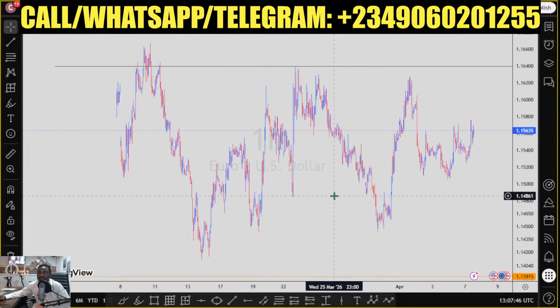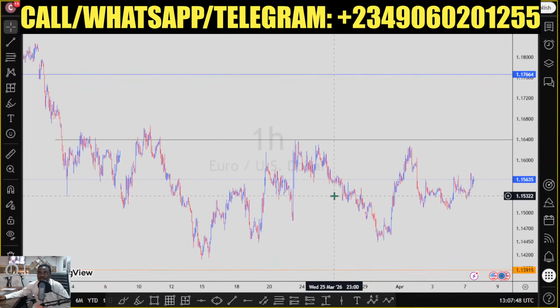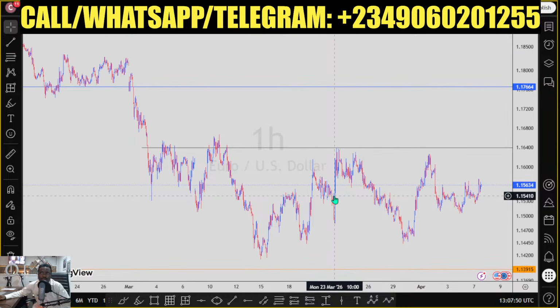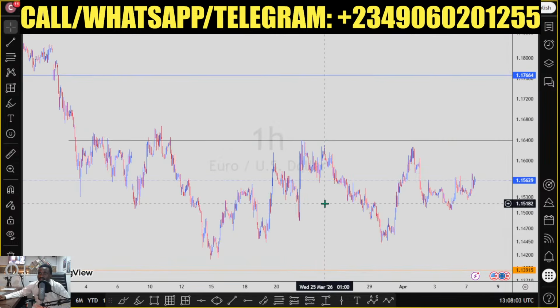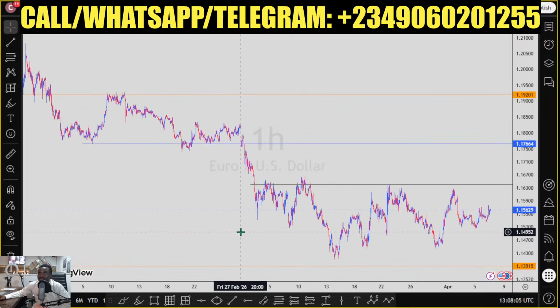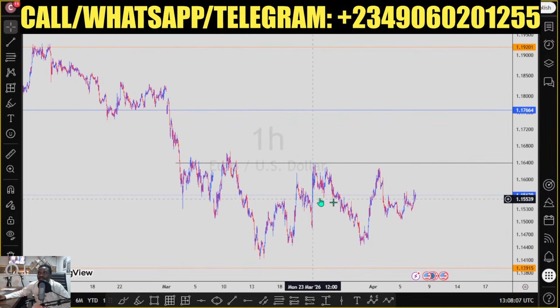On the 1-hour chart, here comes what we have. Now price is becoming more noisy, and this is the problem you have when you drop to the 1-hour or lower time frame. You need to process a lot of information. Let's zoom out. Nothing realistic.